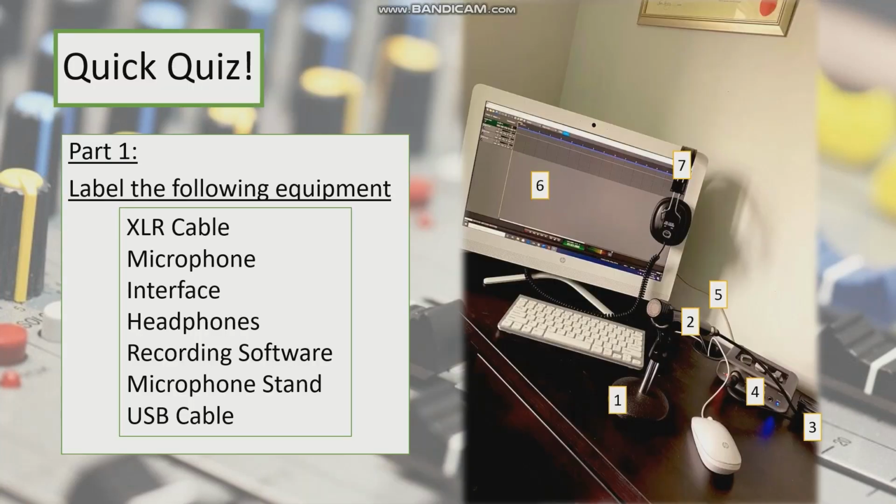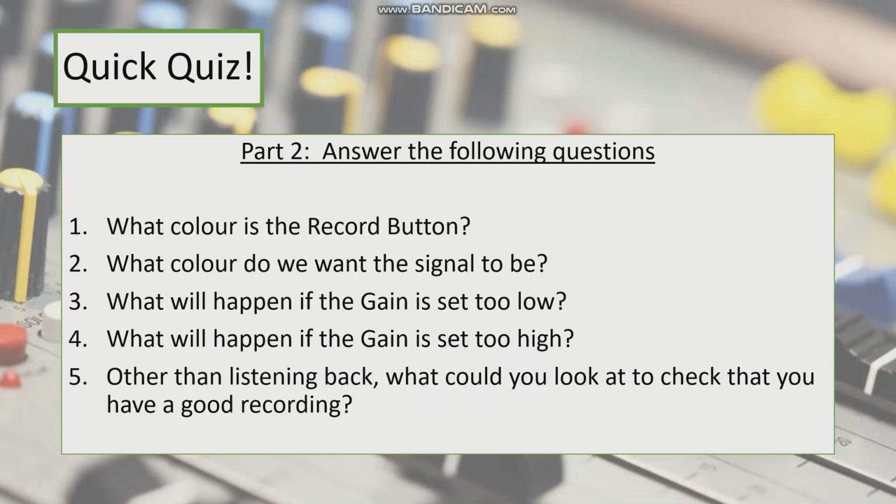Okay, so on the next couple of slides, there are 2 parts to your quick quiz. The first of which is asking you to label the picture on the right hand side of the screen with the parts that we've talked about on the left hand side of the screen. Just number them 1 to 7 and match them up for me, please. The second part is asking you to answer the following questions below. Now, feel free to pause the video so that you can see what they are before we finish off.